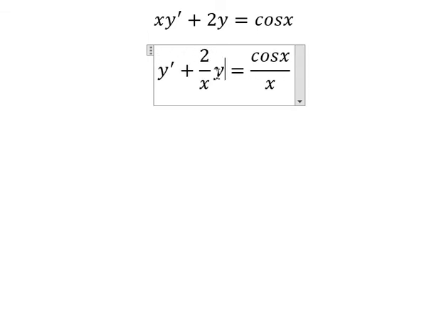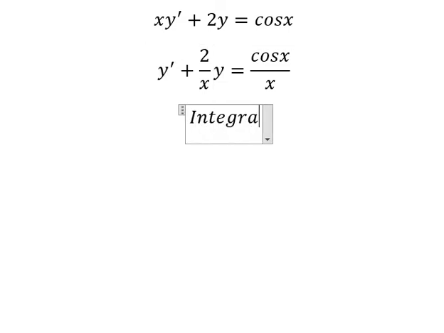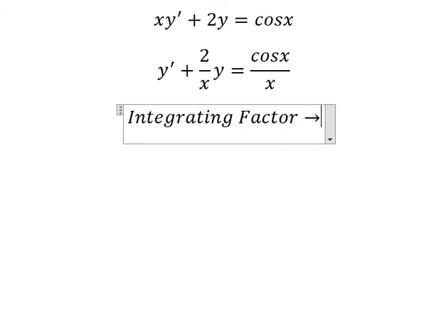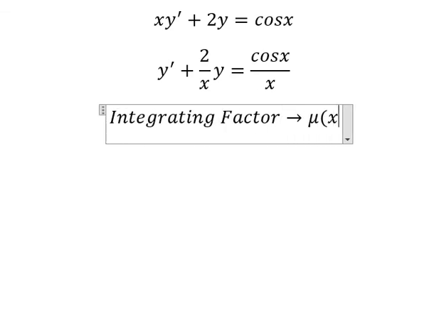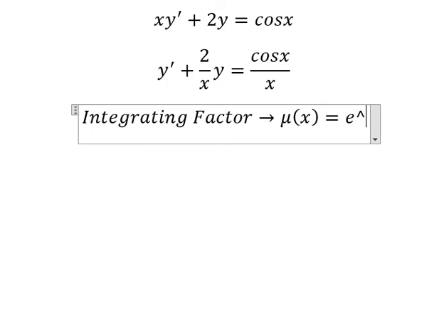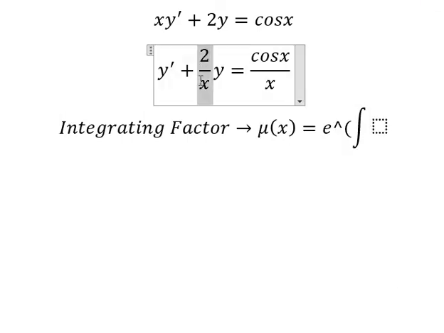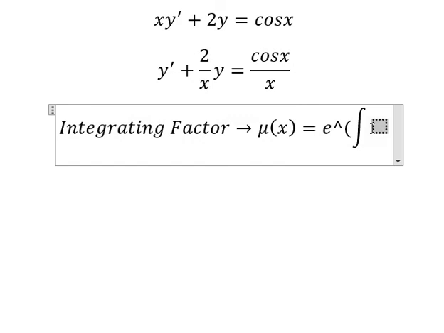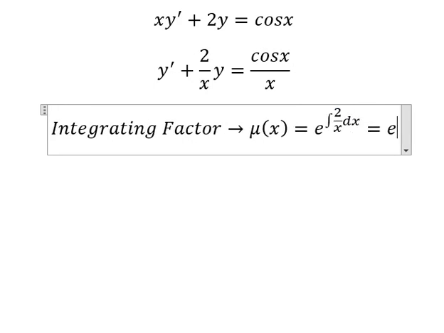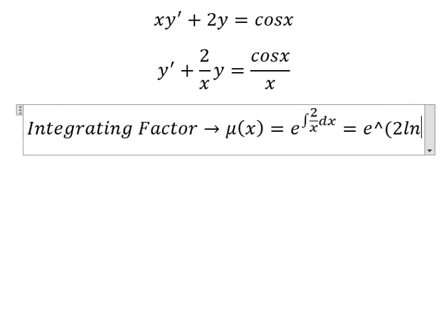So we have y, and the first derivative of y. We can use an integrating factor. So we need to find mu of x equals e to the power of the integration of 2 over x. This is the integrating factor. So we have 2 ln x.